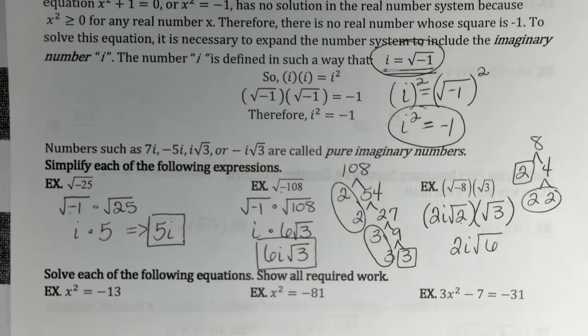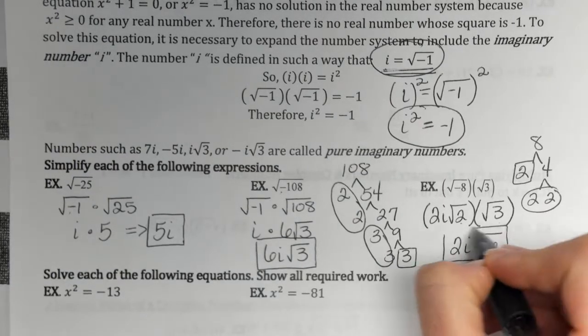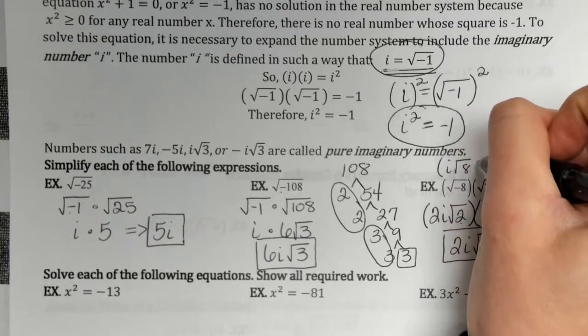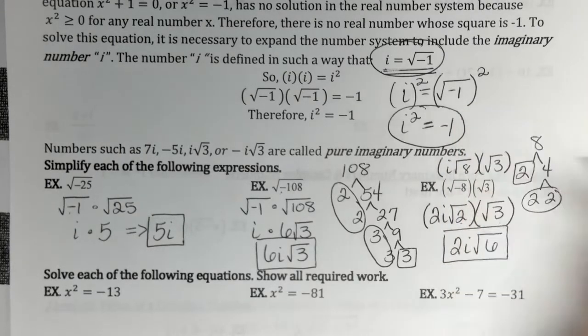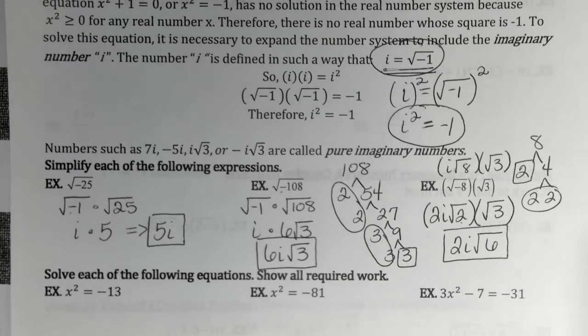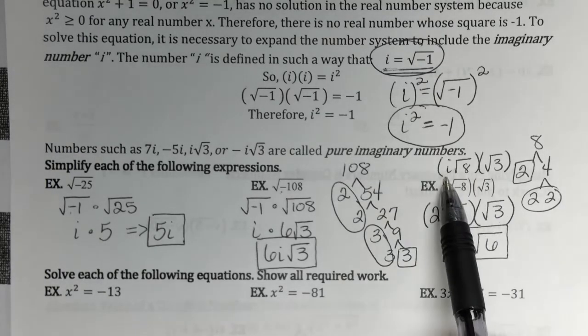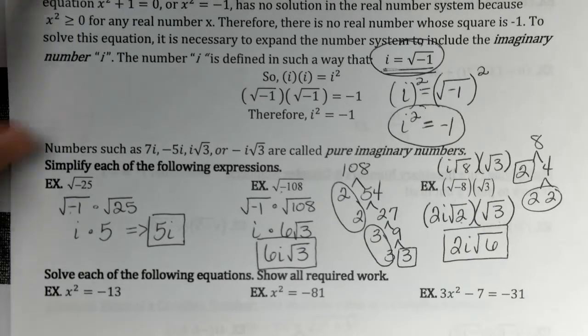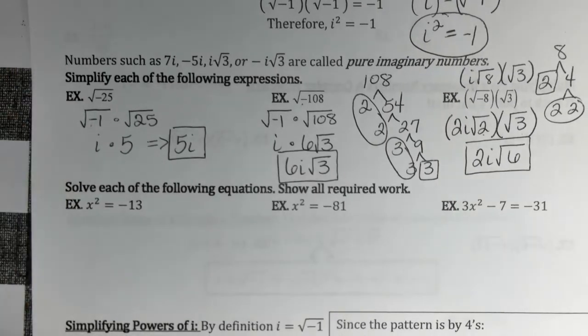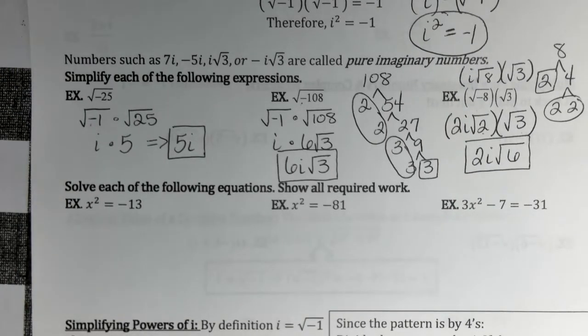So my final answer should be 2i square root of 6. Now, could you have just taken out that i and done i square root of 8 times square root of 3 and gotten i square root of 24 and come down here? Yes. It'll give you the same answer. My point is you have to take the i out first. Okay? Alright, we're good with that. So real simple, you see a negative, take the i out, you're good. You continue like everything else.